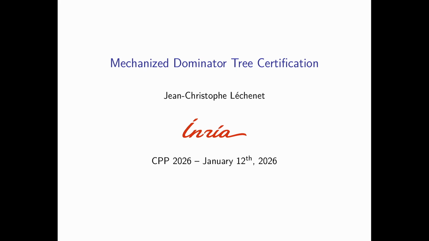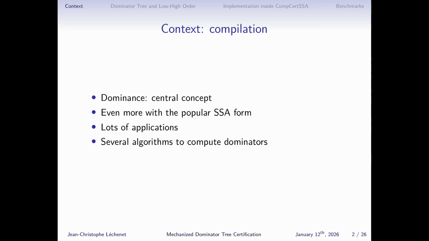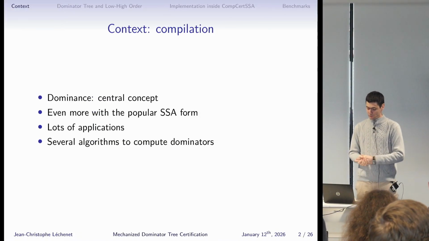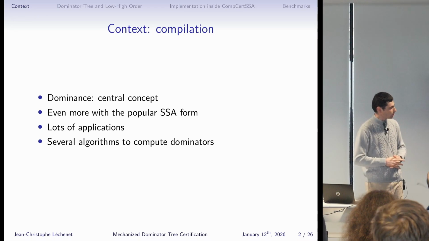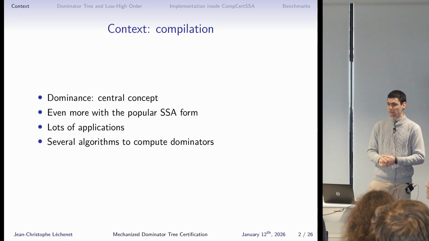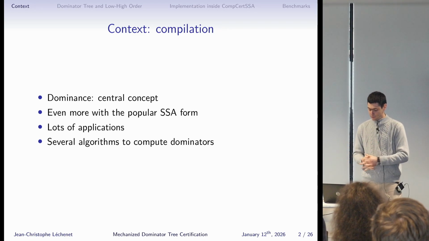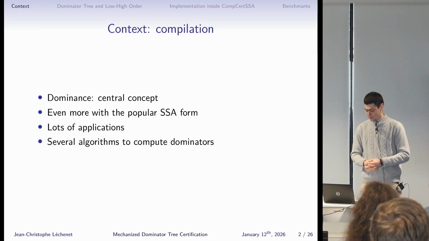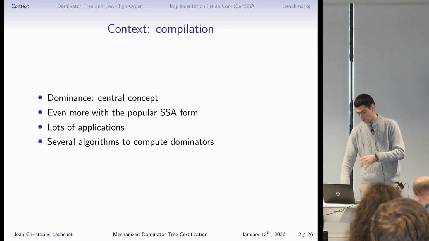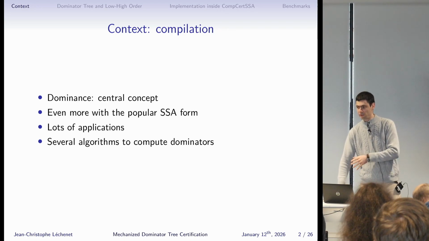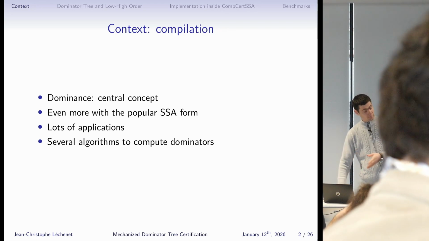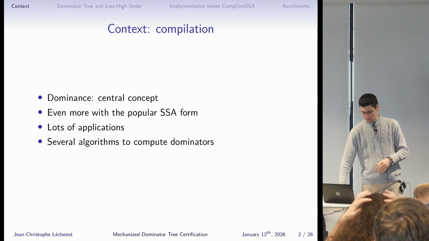So yeah, the context of this work is compilation, and in compilation we have something called dominance, which is quite a central notion, even more with a modern compiler relying on the static single assignment, aka SSA form. It has lots of applications in different analyses. And actually we have a literature about how to compute the dominators efficiently.